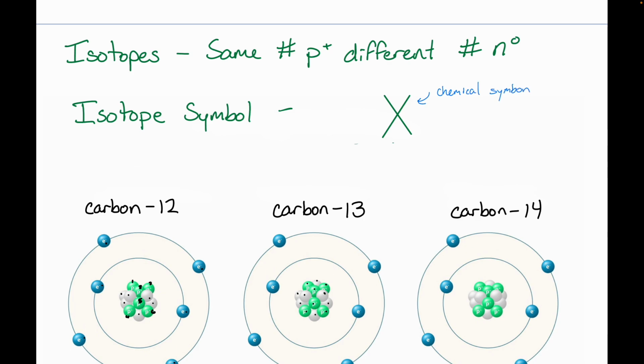And then they've got these 2 little numbers on there. We've got a superscript and a subscript. The superscript is the mass number of that isotope. And the subscript is simply the atomic number.